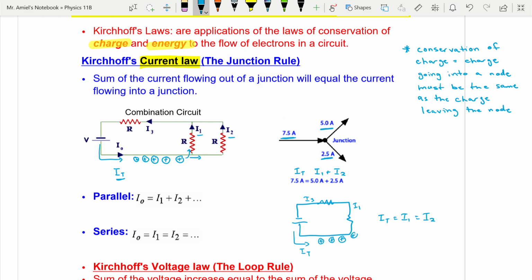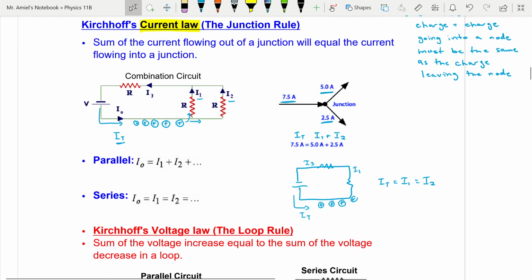Okay, so these are our current laws for parallel and for series. And if you need to go back and rewatch that part, just make sure you understand why. In parallel, when we have a junction or a node, our total current is going to equal the sum of our currents, whereas when we have series, our total current is going to equal our current at any other point. Okay, so just keep that in mind.